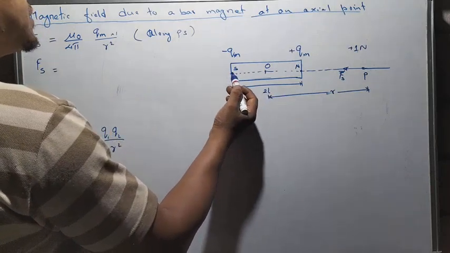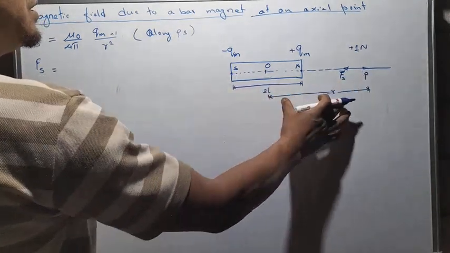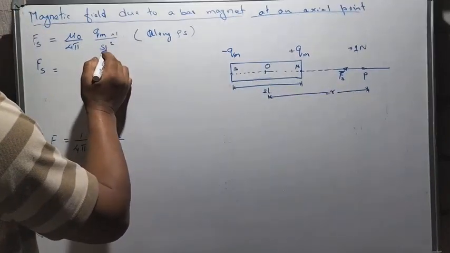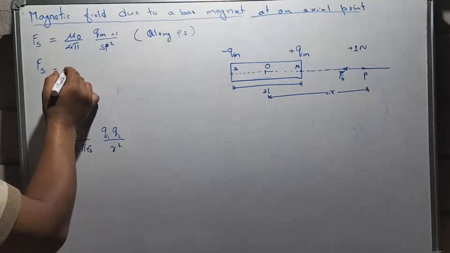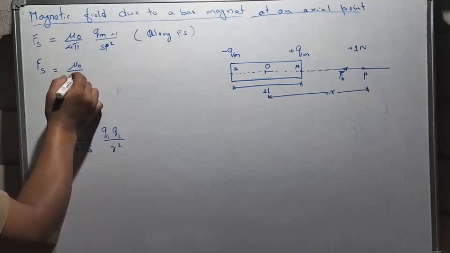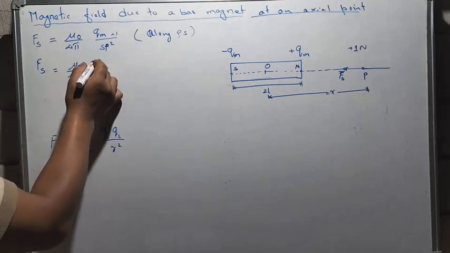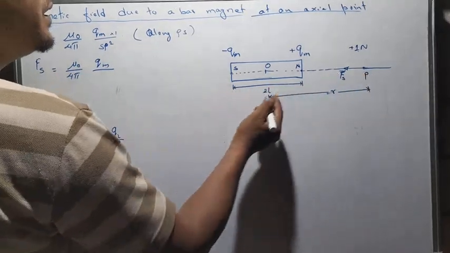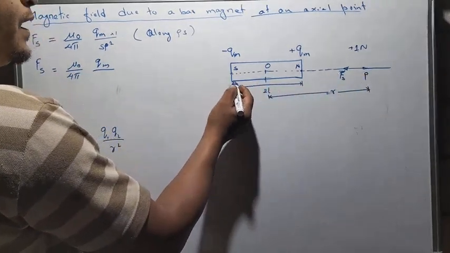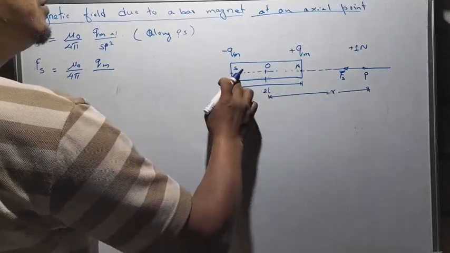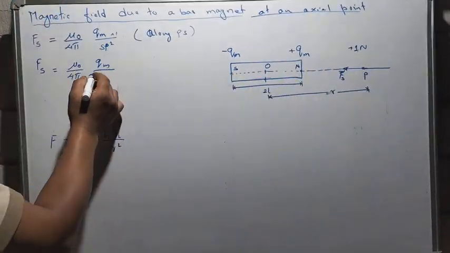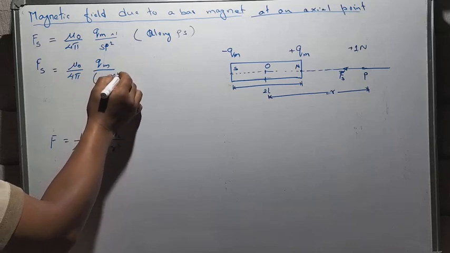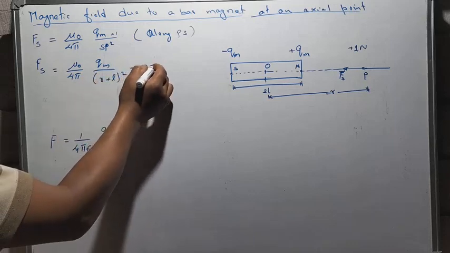Actually, the distance between the south pole and this point is not just R, but it should be SP. So SP squared. If you rewrite this equation, you will get it like this. And instead of SP, because SP is half of this length, meaning L, L plus R will be SP. So instead of SP, I'll write R plus L, and then the whole thing squared. I'll name this equation 1.